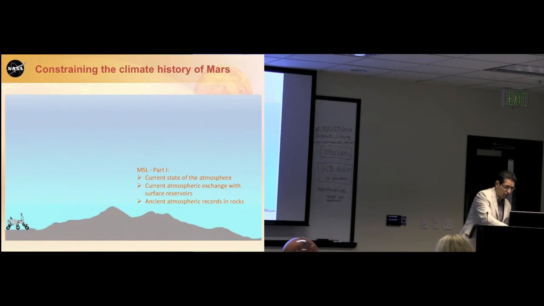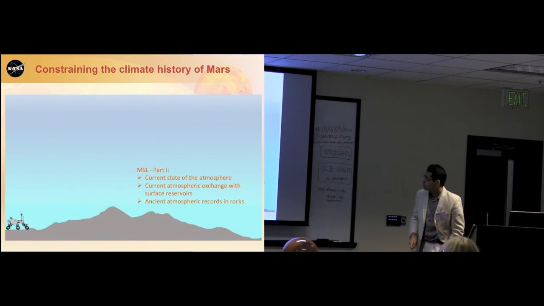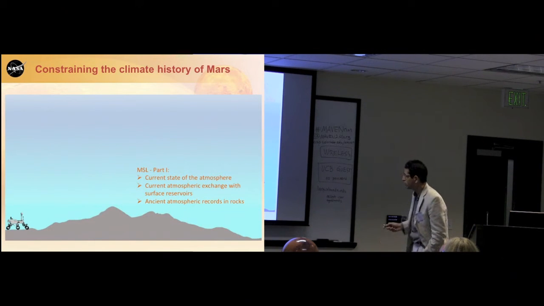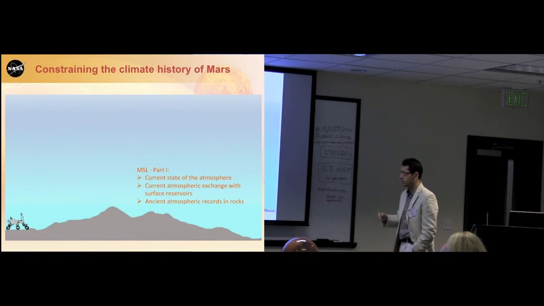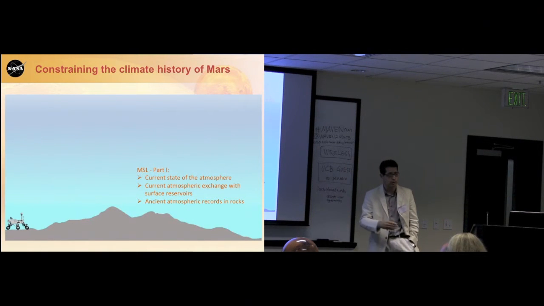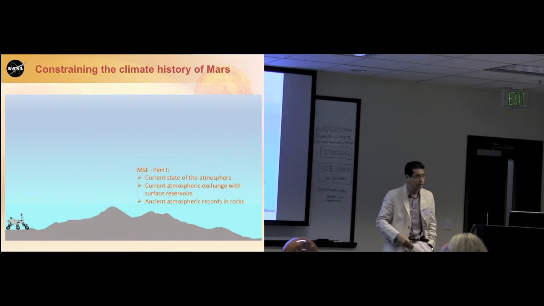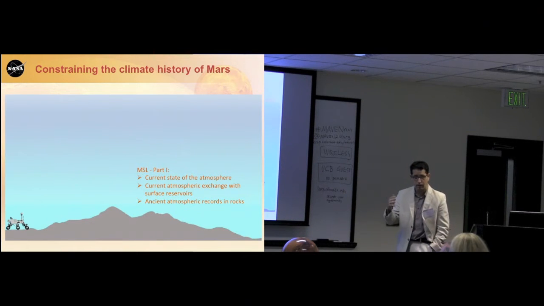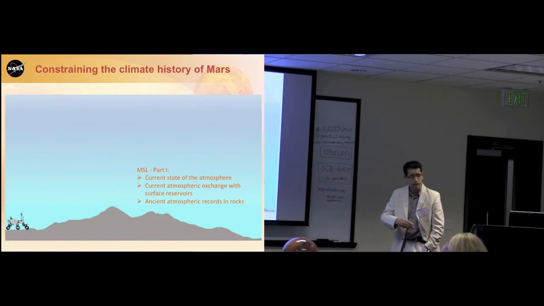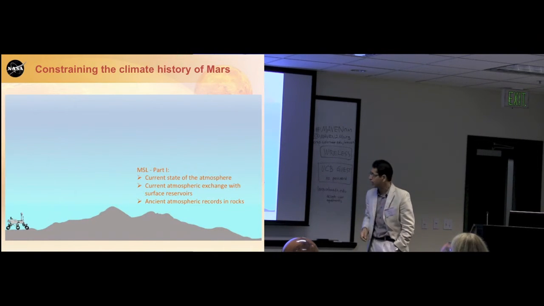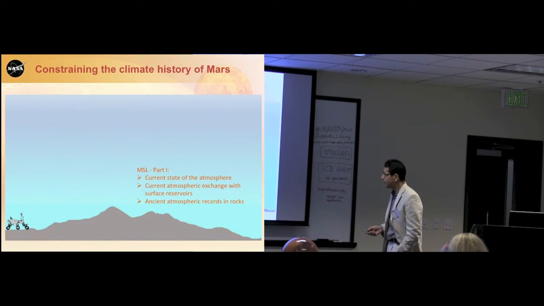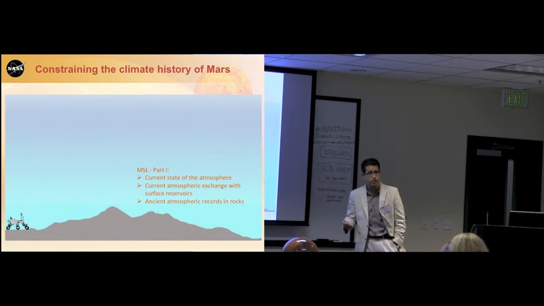Thanks. So to constrain the climate history of Mars, MSL will try to do three things. The first one is to assess the current state of the bulk atmosphere at the surface, to assess the current atmospheric exchange between surface reservoirs like the polar caps. You know, the CO2 and water on Mars freezes over at the poles and sublimates in the summertime, so that there is a constant exchange with the atmosphere. And then try to look at ancient atmospheric records from rocks.